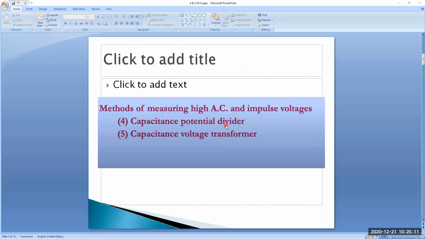Okay, so the next concept is the capacitance voltage transformer. The concept overcomes the drawbacks of the capacitance potential divider. Whatever problems we are facing from the capacitance potential divider, those limitations can be overcome by using the capacitance voltage transformer. It's clear.